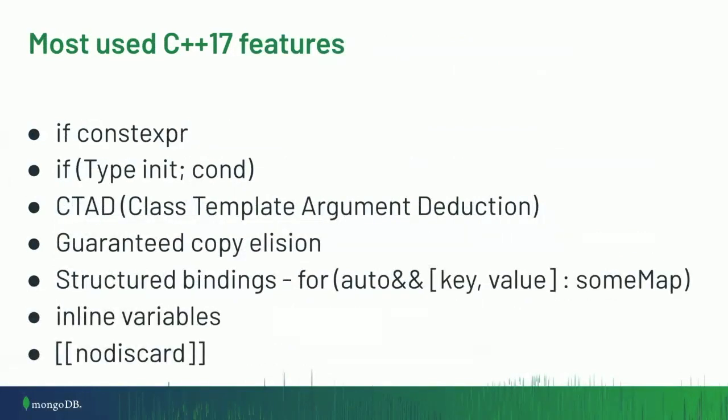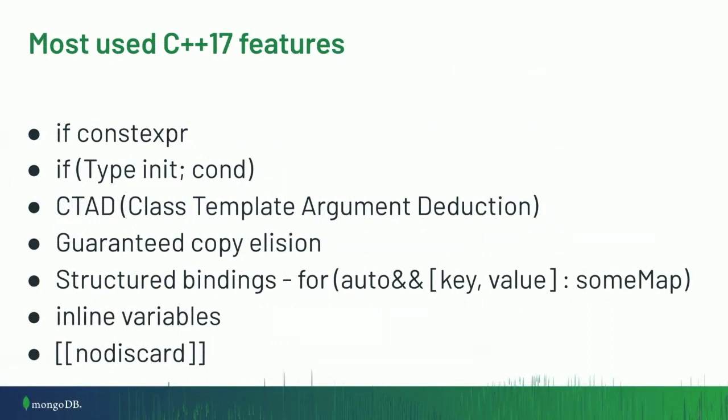Now that it's been more than a year since we started using C++17, these are some of the most used features that are widespread throughout the code: if constexpr, if initialization, class template argument deduction.